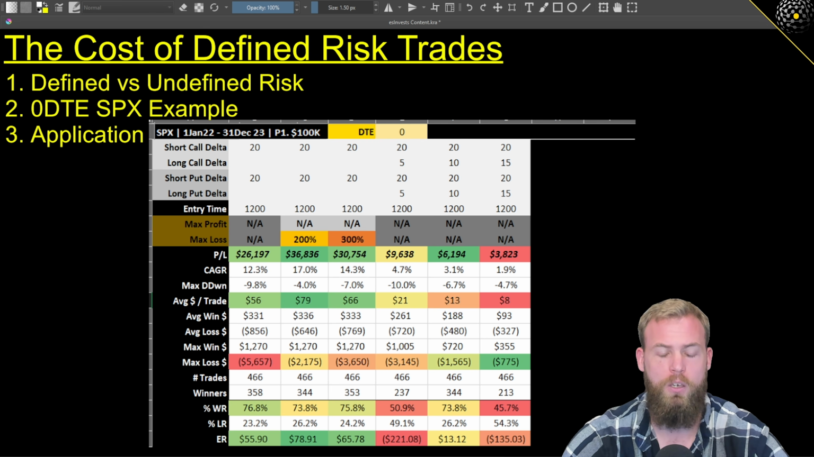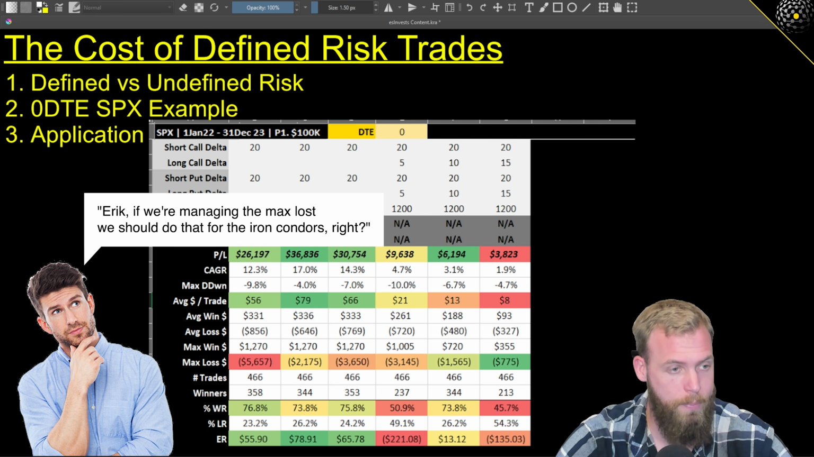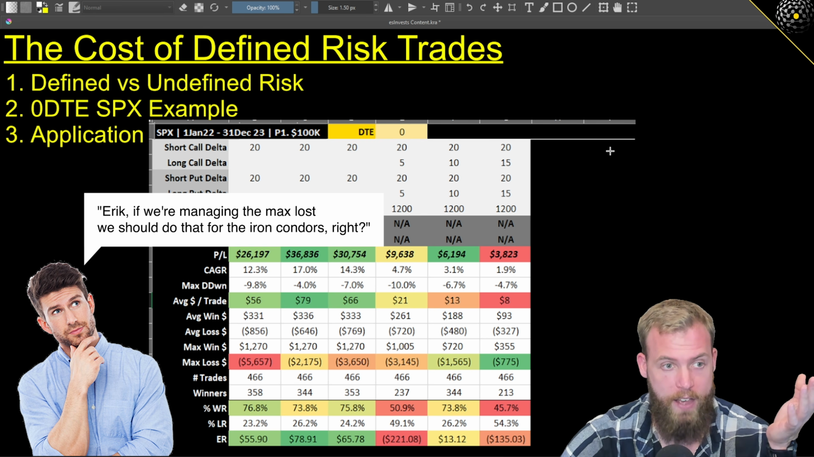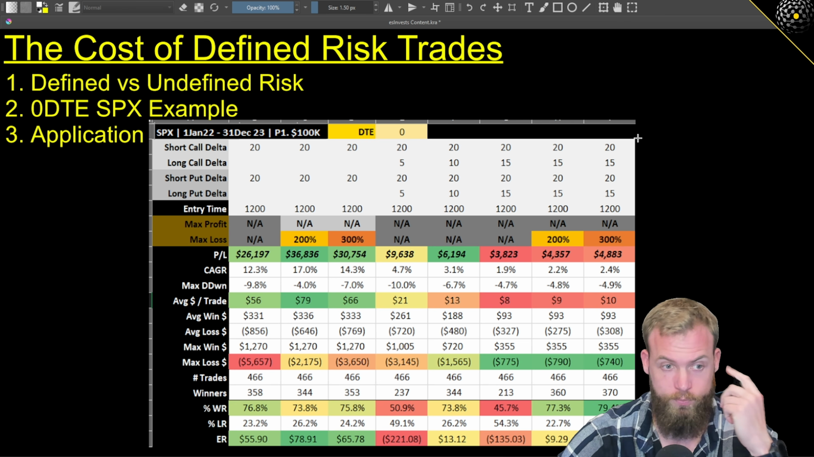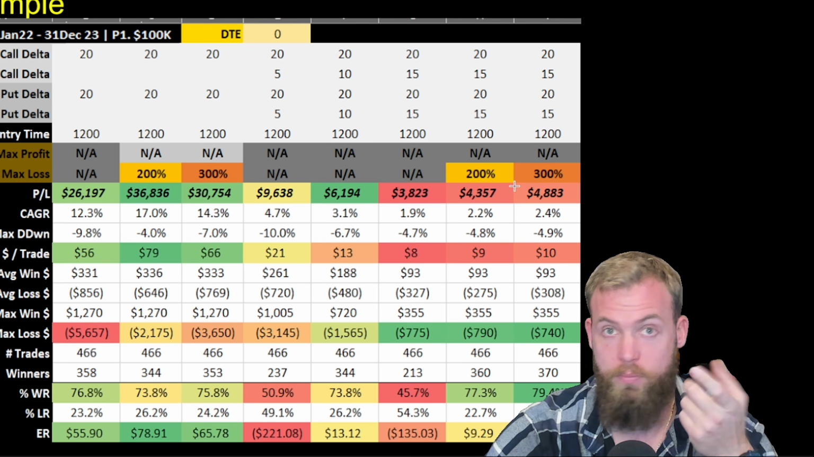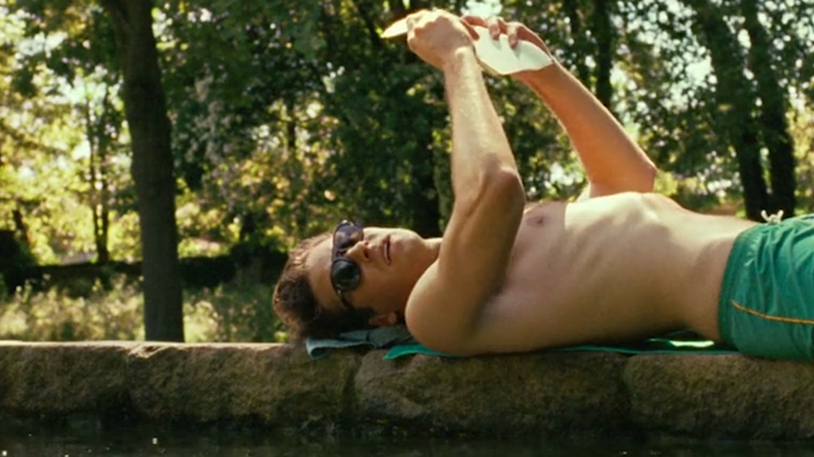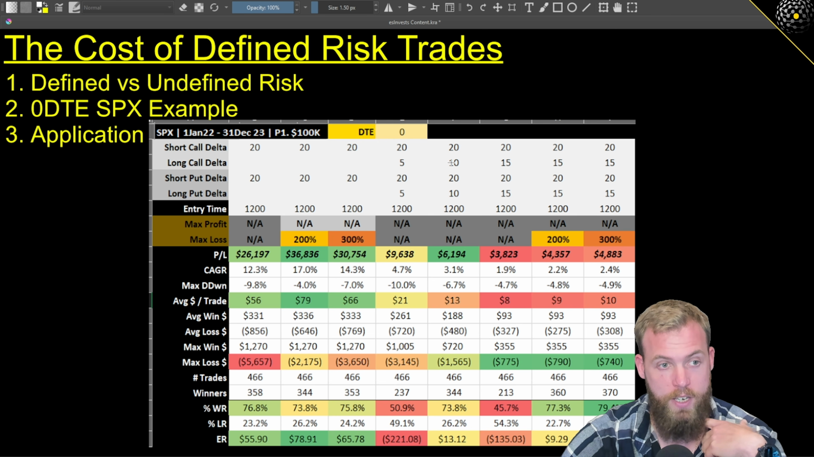So now you might be thinking, well, Eric, if we're managing the max loss, we should do that for the iron condors, right? Sure. Why not? It sucks. Wait, what? What's going on here? Buying these wings is very expensive. So even if you buy the wings, which would then manage your loss side of the equation, and then you apply management on top of that, you perform worse. That is a problem with using winged strategies.